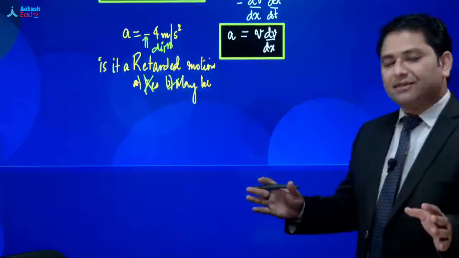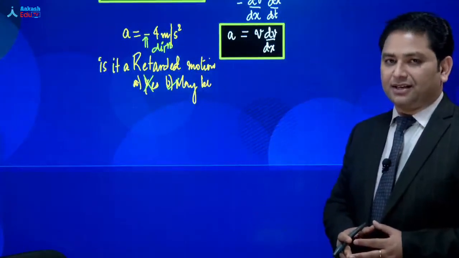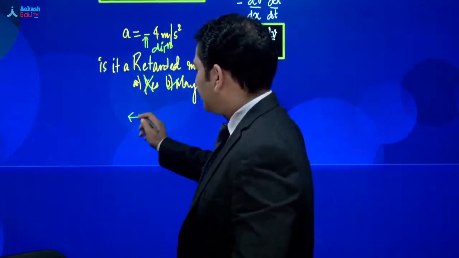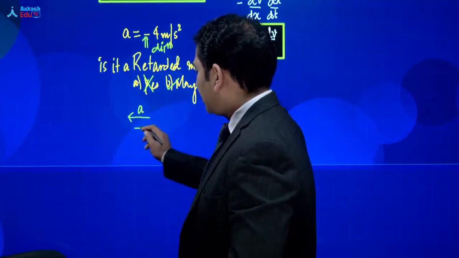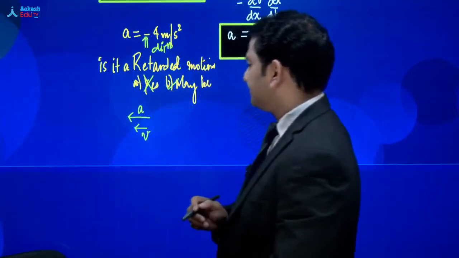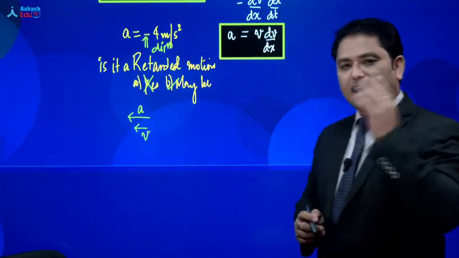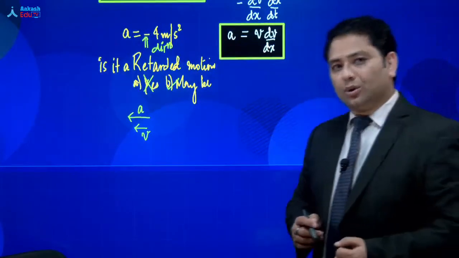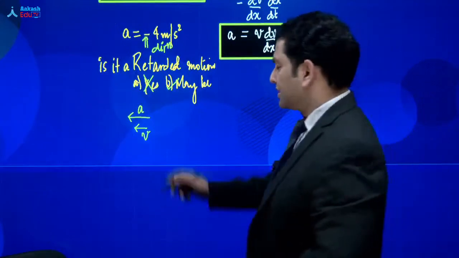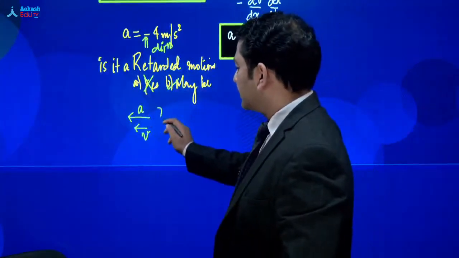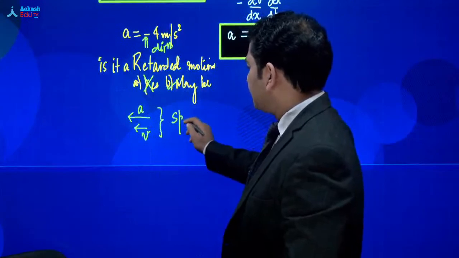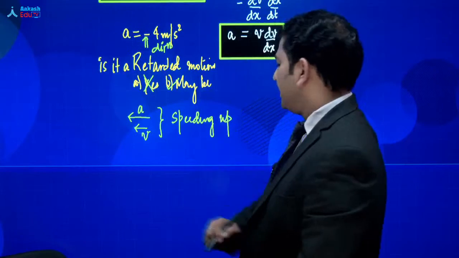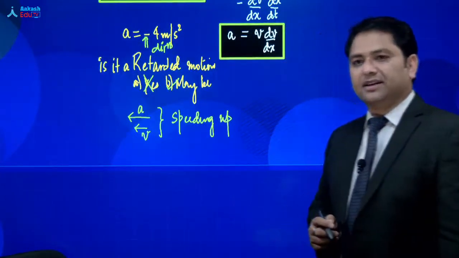It is not necessary that it is retarded. Okay, how? Suppose the acceleration is in this direction and the velocity is in this direction. Now, the acceleration is negative, but the velocity is also negative. So since both are negative, it is speeding up. Actually, the speed of the particle is increasing.